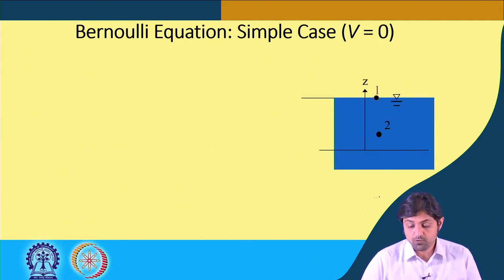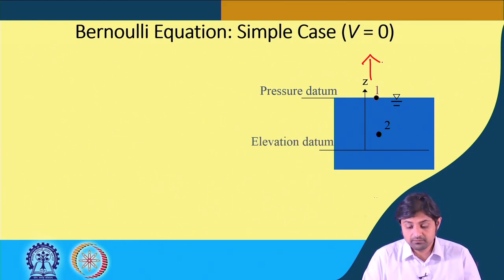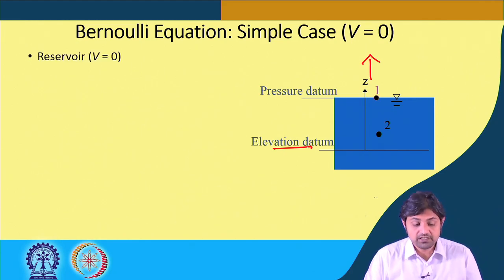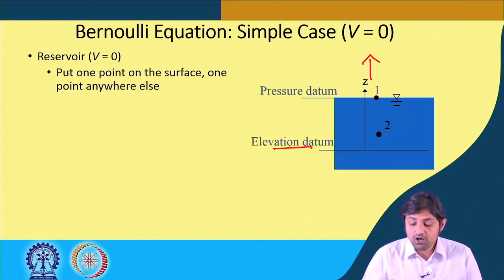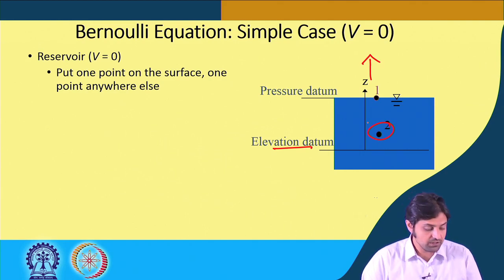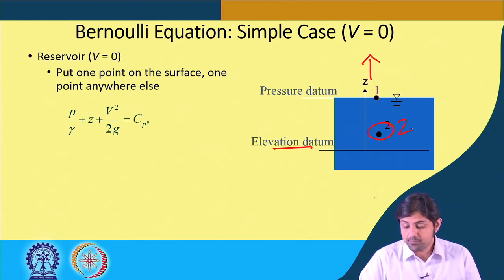So this is point 1 and this is point 2, with the Z direction shown as above. This is the pressure datum and this is the elevation datum. Reservoir means V is equal to 0. Now, as I said, point 1 has been put on the surface and we can put point 2 anywhere. We have decided to put it at this random point, point number 2.